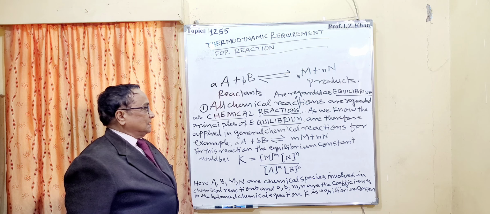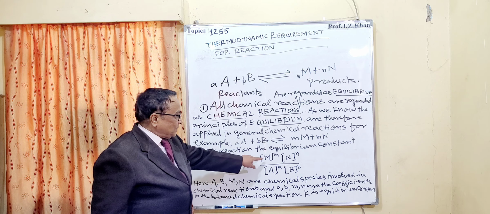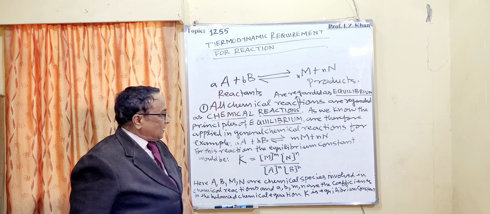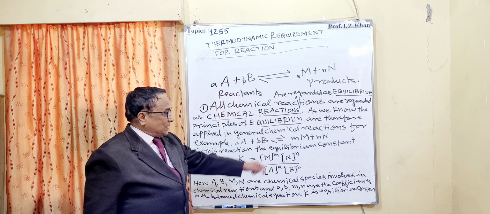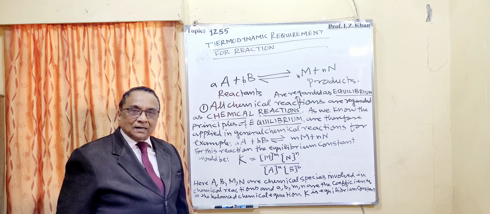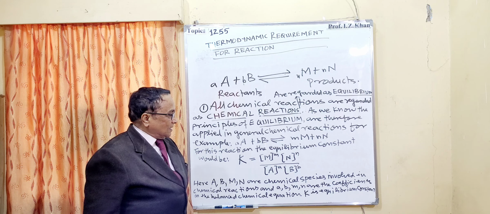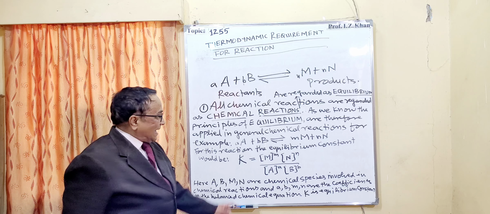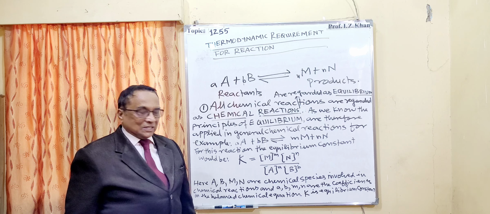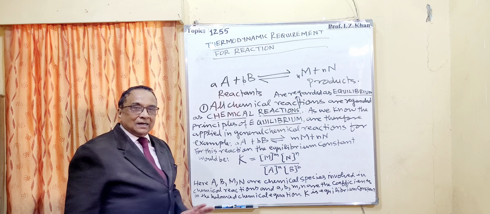For this reaction, the equilibrium constant K is: capital M in a big bracket with coefficient m, then N in a big bracket with coefficient n, divided by A in a big bracket with coefficient a, and capital B, that is the upper-case B, with small b as coefficient. These brackets indicate the concentration. So here A, B, M, N are chemical species.